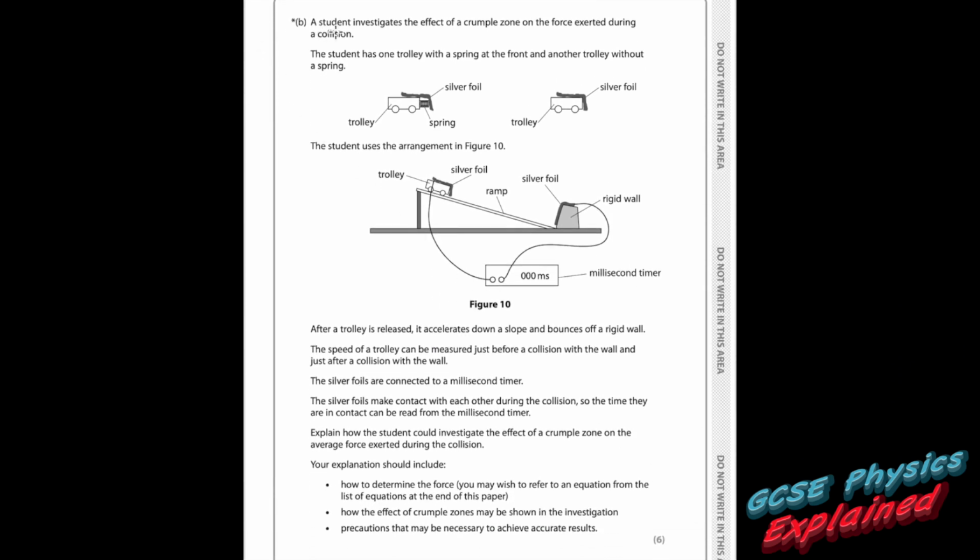Part B. A student investigates the effect of a crumple zone on the force exerted during a collision. The student has one trolley with a spring at the front and another trolley without a spring. Okay, so this one is rigid and this one is flexible, not rigid.